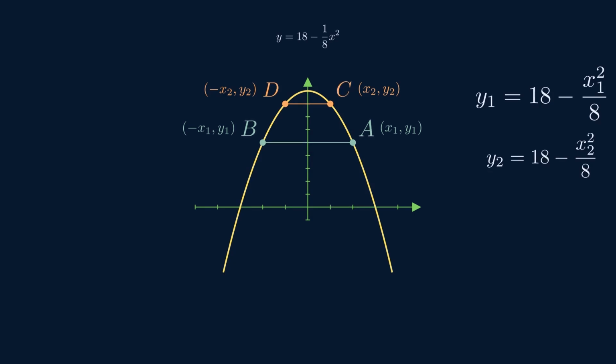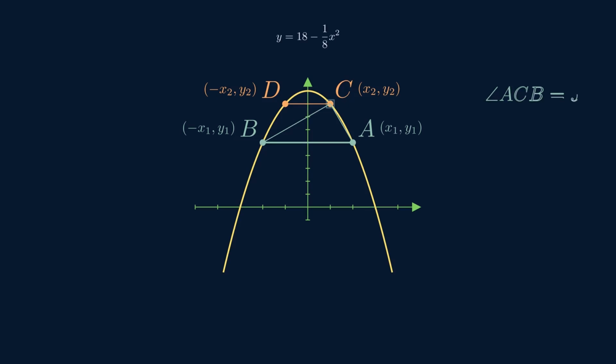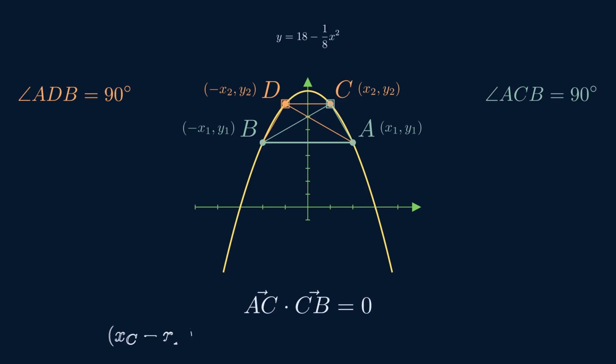At this point, let's pause briefly to visualize again. Beam AB is higher, points A and B have a higher y value y1 than points C and D at y2. So clearly y1 is greater than y2. Now the key geometric condition we're working with is that angle ACB and angle ADB are exactly 90 degrees. Let's break down exactly what this means mathematically, because perpendicular lines provide a powerful algebraic condition.